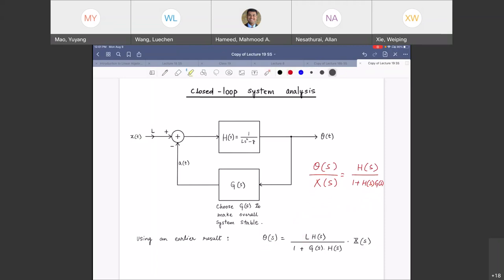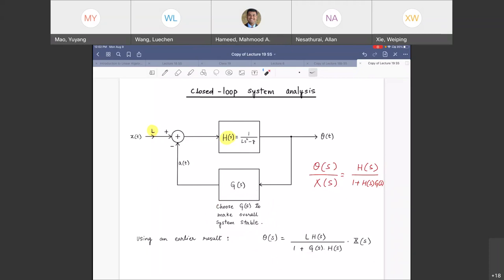Where is this L coming from? Well, that L is coming from the input getting multiplied by L before it goes to H. So that L comes from the length of the pendulum. Theta of s equals X of s multiplied by forward divided by 1 plus product. Everything else is coming from that except for this L, which is the length of the pendulum. Now, our goal over here is to choose G of s such that the poles are in the left half plane.